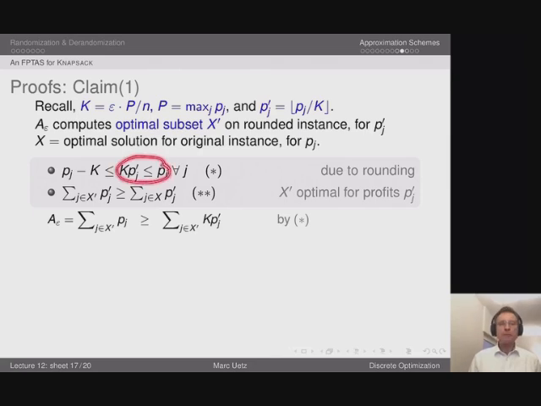Here, the profit value pj is larger or equal than k times pj prime. So that's the inequality that I use here. Still, I'm summing over all the items in the optimum solution for the rounded instance. Next step.